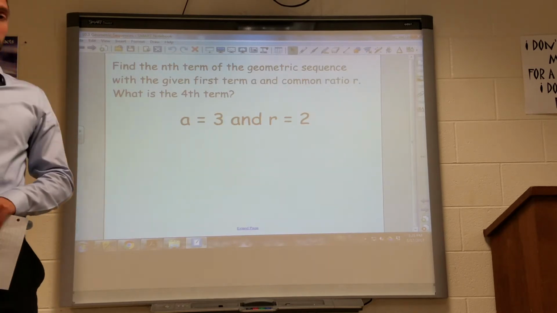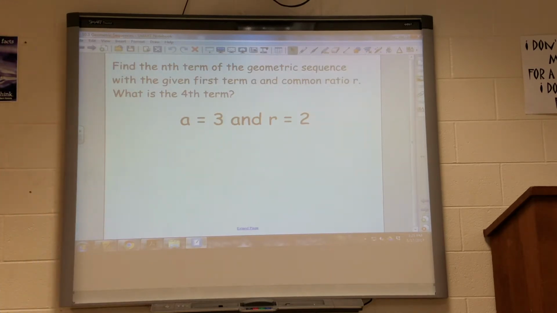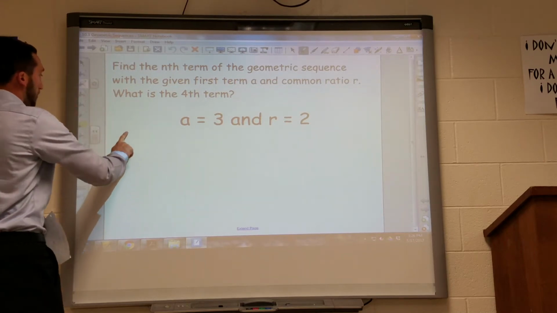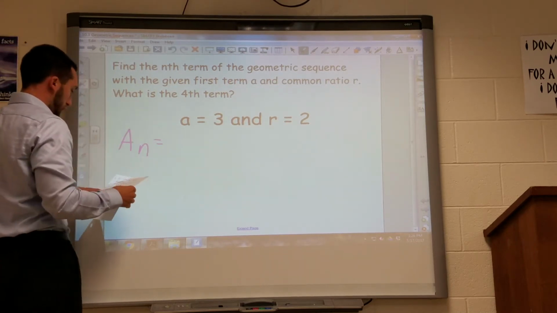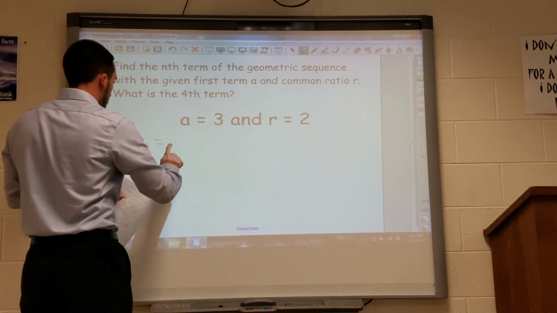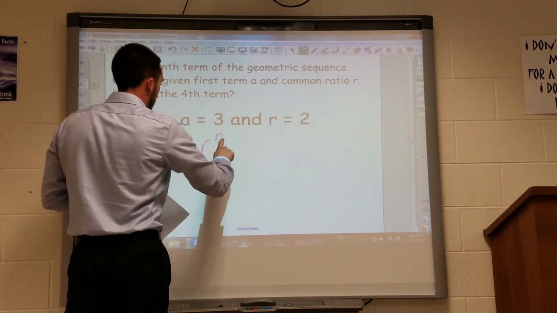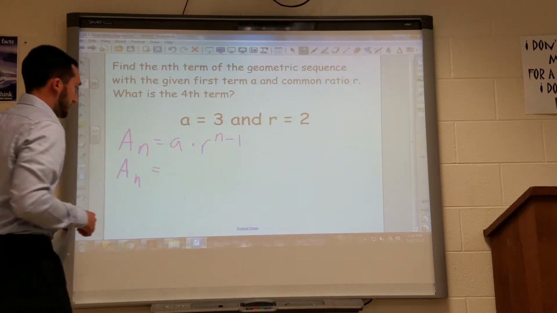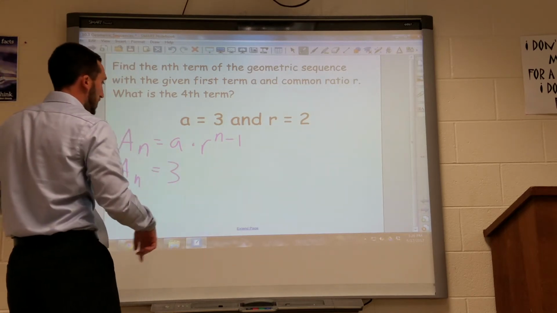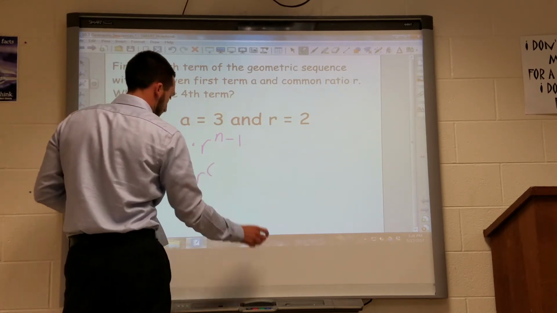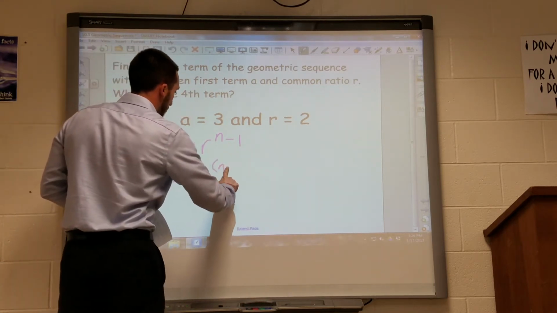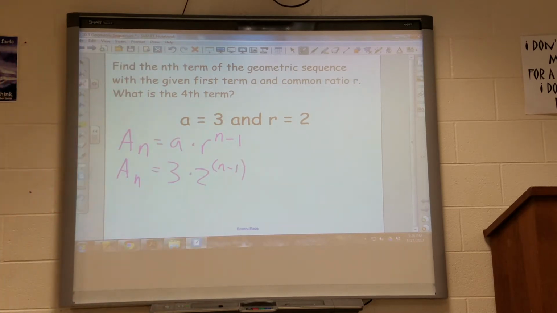So let's use that formula to first find the nth term, and then find the 4th term. So a sub n is equal to a times r to the n minus 1. I'm going to leave it in terms of n. I know a is 3, and I know that r is 2, so 3 times 2 raised to the n minus 1. That's as far as I can go.